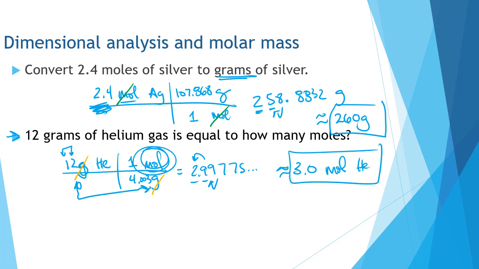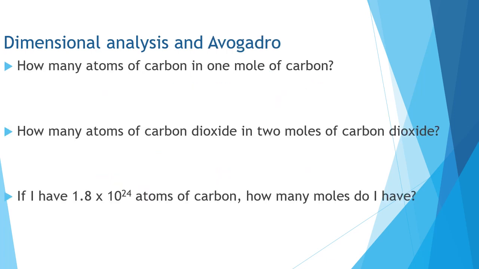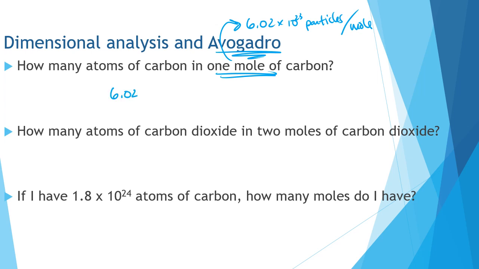Feeling good? All right, let's take this up a notch. So here we've got some dimensional analysis with Avogadro's number. Remember that Avogadro's number is how many things are in a mole: 6.02 times 10 to the 23rd particles, atoms, molecules, elephants per mole. So how many atoms of carbon are in 1 mole of carbon? Well, 1 mole of anything is equal to 6.02 times 10 to the 23rd of those things. There are 6.02 times 10 to the 23rd atoms of carbon in 1 mole of carbon.